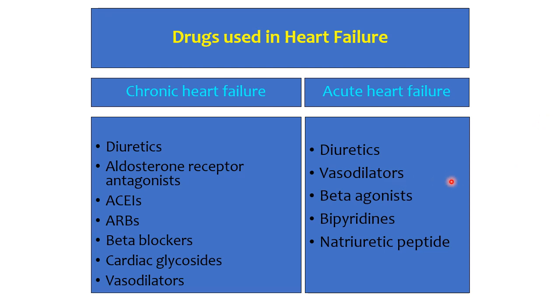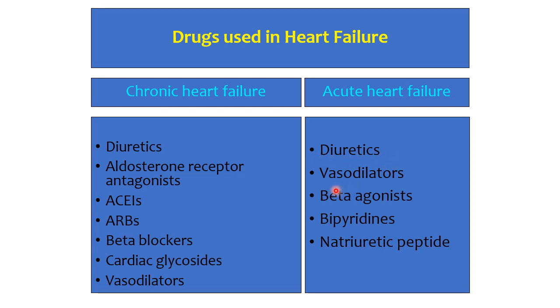In that condition, we really need positive inotropic drugs like beta agonists, dopamine and dobutamine. They would be of help in those cases. But the first line drugs would obviously be the diuretics to decrease the blood volume, to decrease the preload. We will use the loop diuretics, obviously, in acute heart failure.